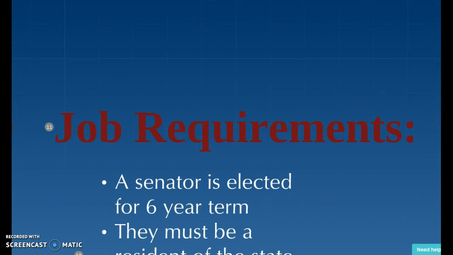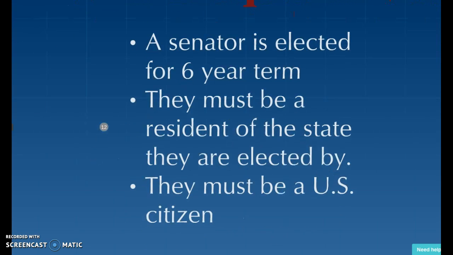Now, there are job requirements here. In order to become a senator, they first have to make sure that they are a resident of the state that they're elected by, and they must be a U.S. citizen. A senator is elected for a 6-year term. So if they are elected, then they will have to serve that 6-year term and hold that position. So a couple of the guidelines are they have to be a resident of the state. Every state is going to send a senator to be a part of this branch. And then they have to be a U.S. citizen.